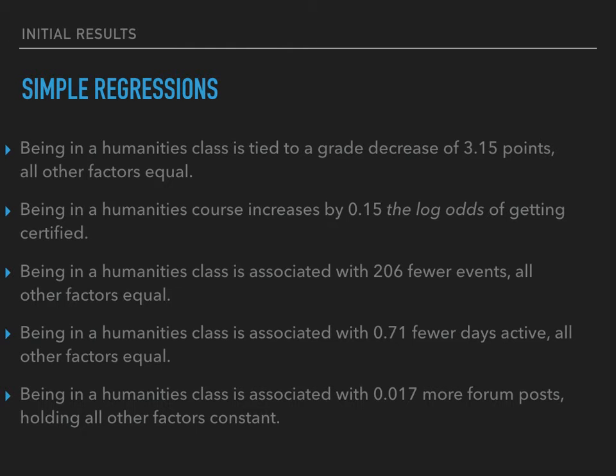So this is just simple regressions. Later on, for the second intermediate milestone, I'd be going to multiple regression and seeing how, when we add variables such as gender and country of origin and age, that changes the effects that being in a humanities class has on various factors.